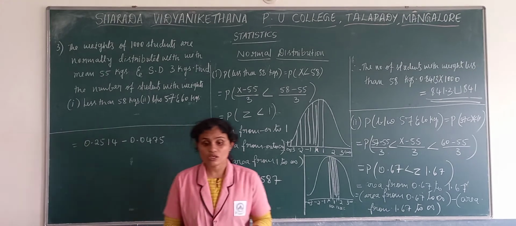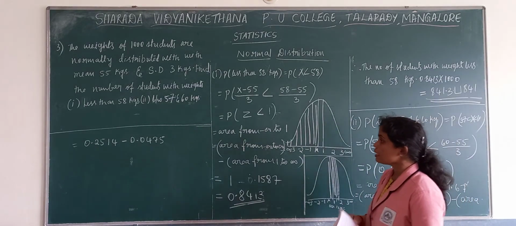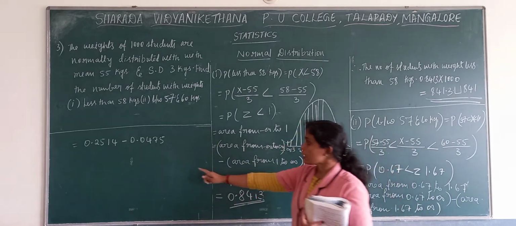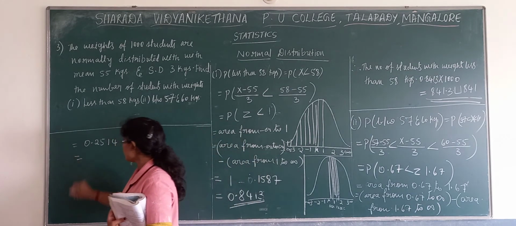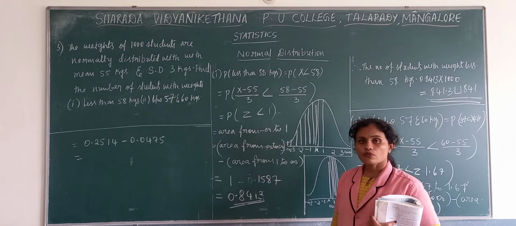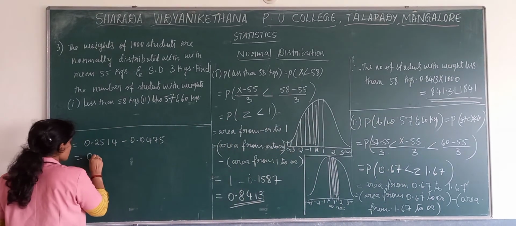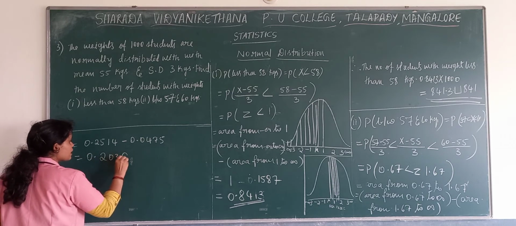0.0475, so this is from the statistical table. Now we need to deduct 0.2514 from that 0.0475. When we deduct, we get 0.2039.